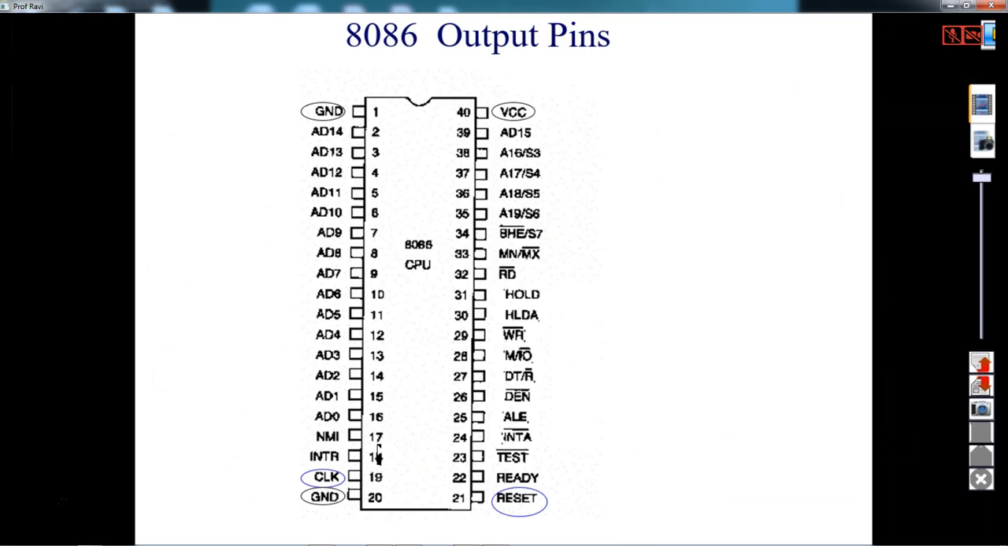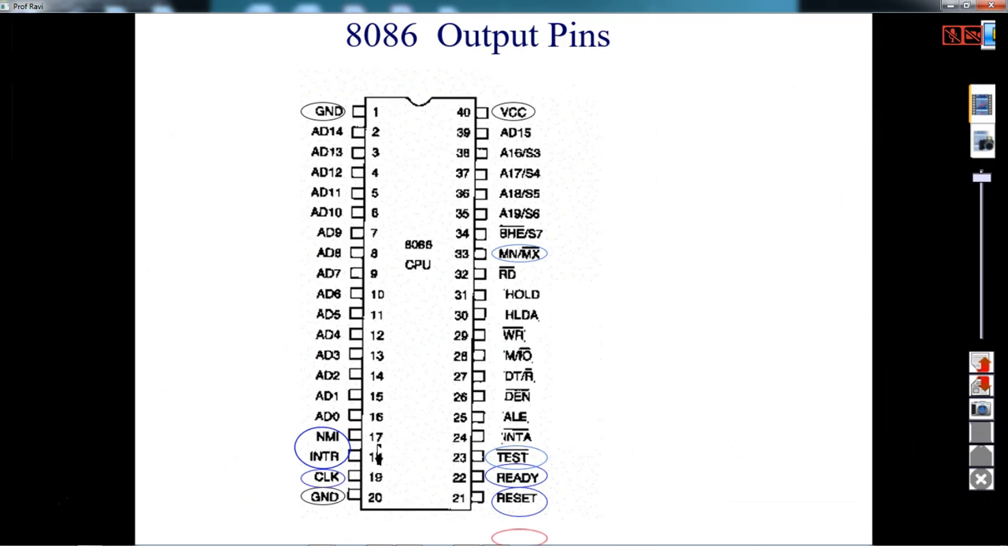Then you have the clock, which we just now discussed. Then you have the reset. Then you have minimum and maximum. This is a very important thing: minimum and maximum, MN by MX. Each and every pin is what we need to know. That is the pin diagram description of 8086.